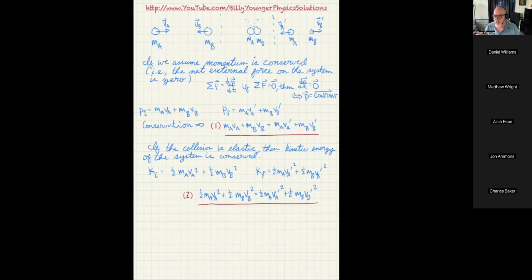And then after the collision, they could bump in such a way that one of them goes backwards and the other one goes that way. That means they have different signs from each other. But it's pretty straightforward to do this.